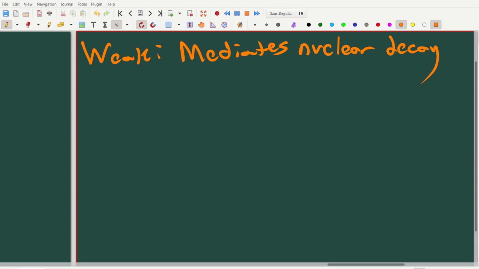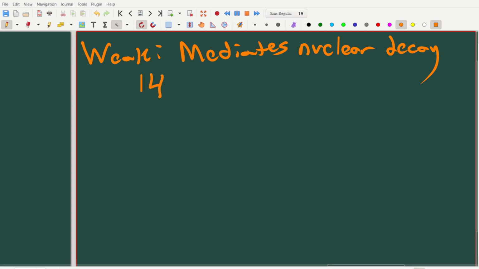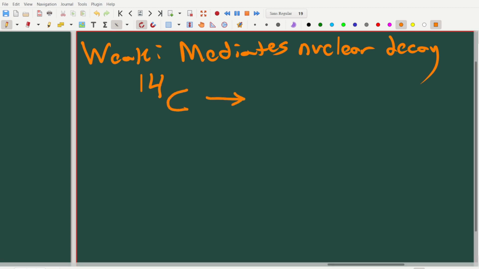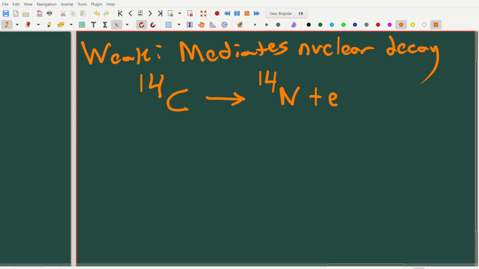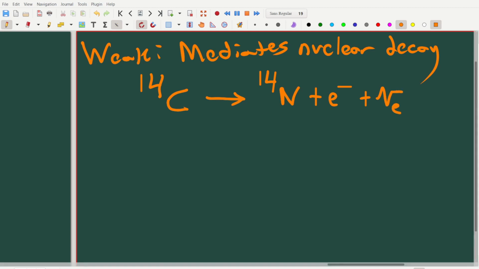A really, really common example of a process that is mediated by the weak force is the decay of carbon-14. Radiocarbon dating, right? We use this to date fossils and stuff. And this process is mediated by the weak force. When carbon-14 breaks down, it breaks down into nitrogen-14. It releases an electron and a particle called a neutrino.